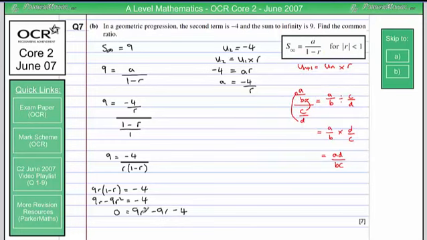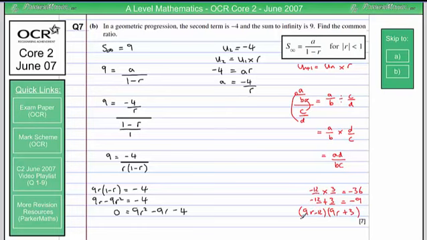To factorise this, I'm looking for two numbers that multiply to give AC, so that's 9 times minus 4. So they're going to multiply to give minus 36, and they're going to add to give b, which is minus 9. So that's going to be minus 12 and positive 3. So I'm going to write my bracket as 9r and 9r, and I'm going to put minus 12 and plus 3. Now I'm going to look for common factors in both these brackets.